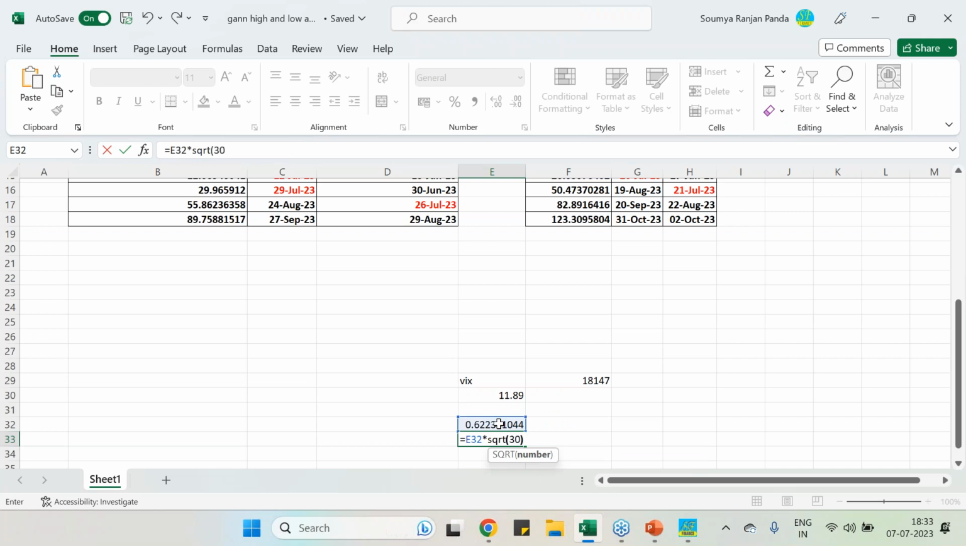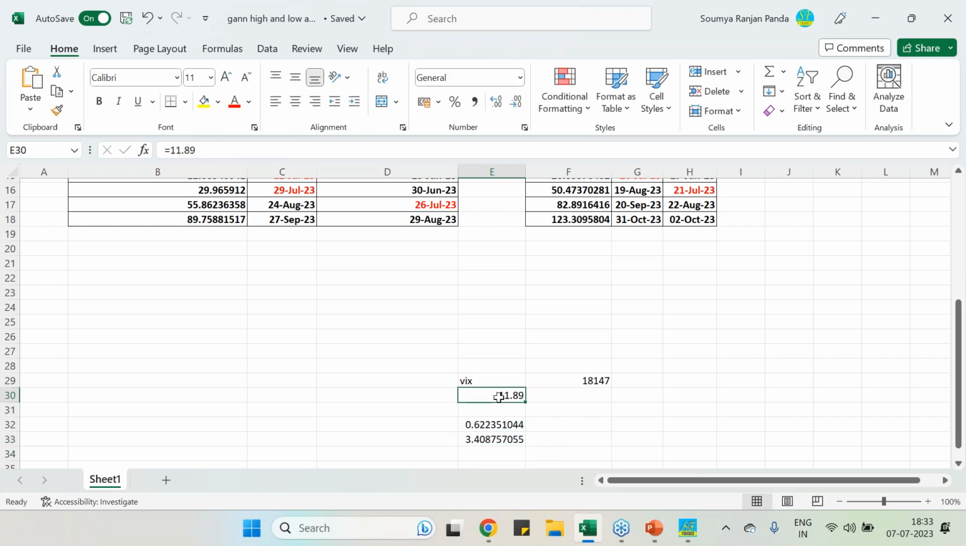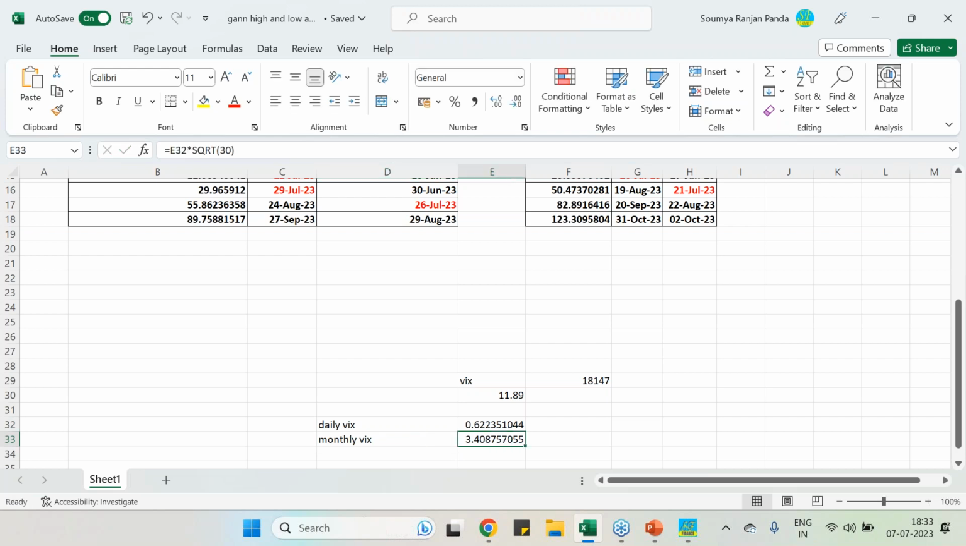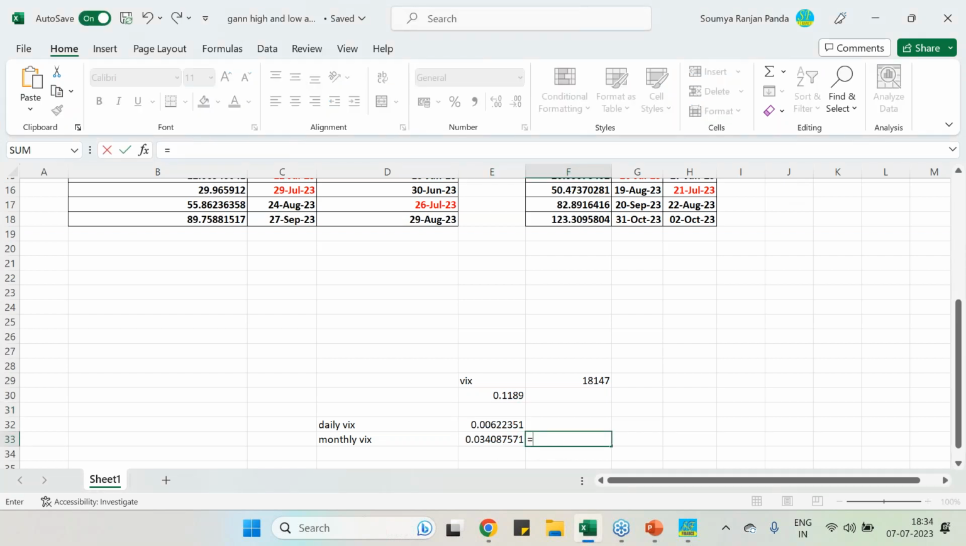क्योंकि हमें स्ट्रैटेजी करना है 30 दिन के लिए। VIX divided by square root of 365 gives daily VIX, and this is monthly VIX. ये सारे percentage में हैं, means all three are multiplied with 100. हमें 100 चाहिए नहीं, क्योंकि 100 तो already multiplied है, बड़ा नंबर निकल आएगा। तो 11.89 percentage, so it is 0.1189. This is monthly VIX.